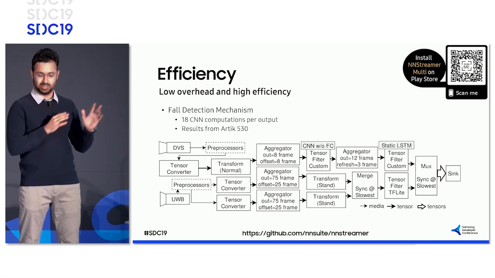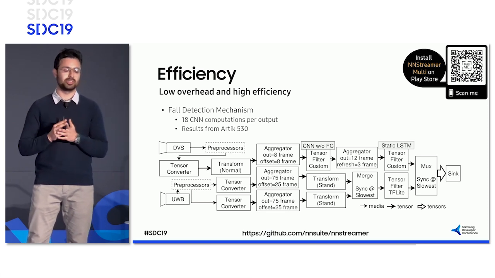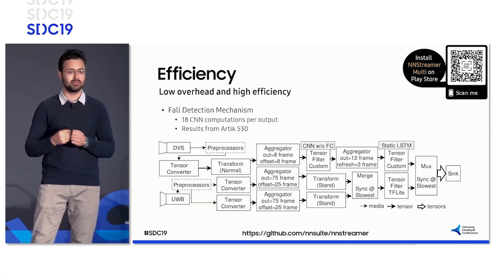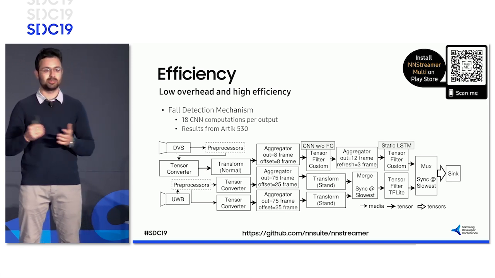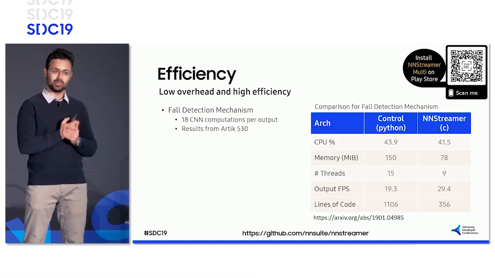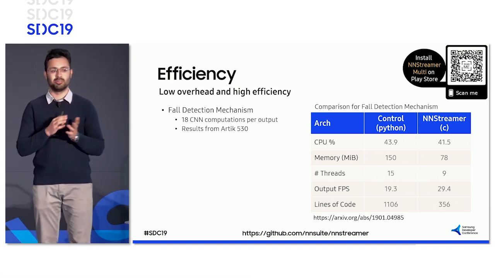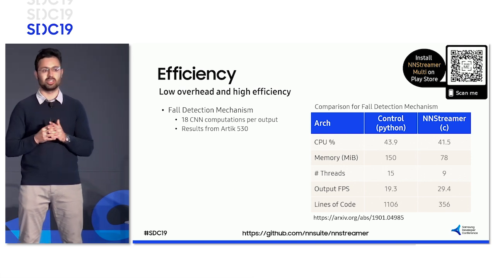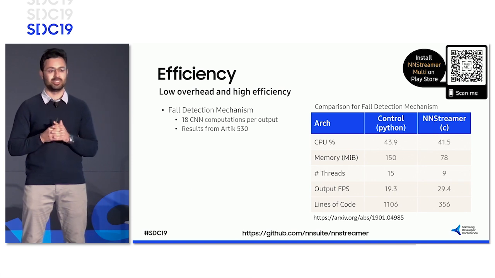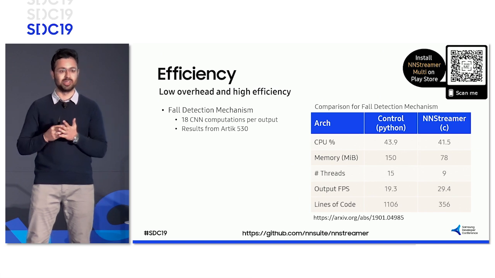This particular pipeline was written by a developer in less than 2 days. He was able to learn about NNStreamer, write this pipeline, debug it, and get it deployed in less than 2 days. And this was compared against a control program written in Python, which took him over 2 to 3 weeks to write, and still not able to get the best matching performance. So the low cost of development and the reduced time to market is very important for us.